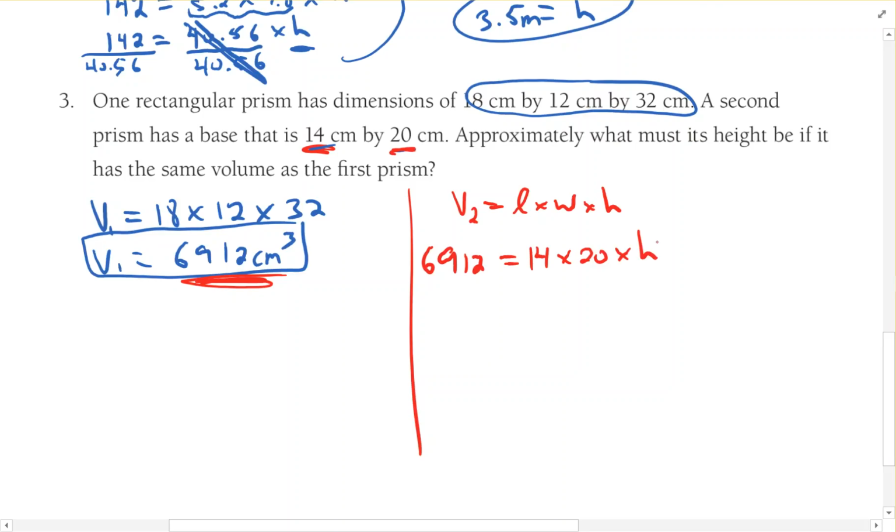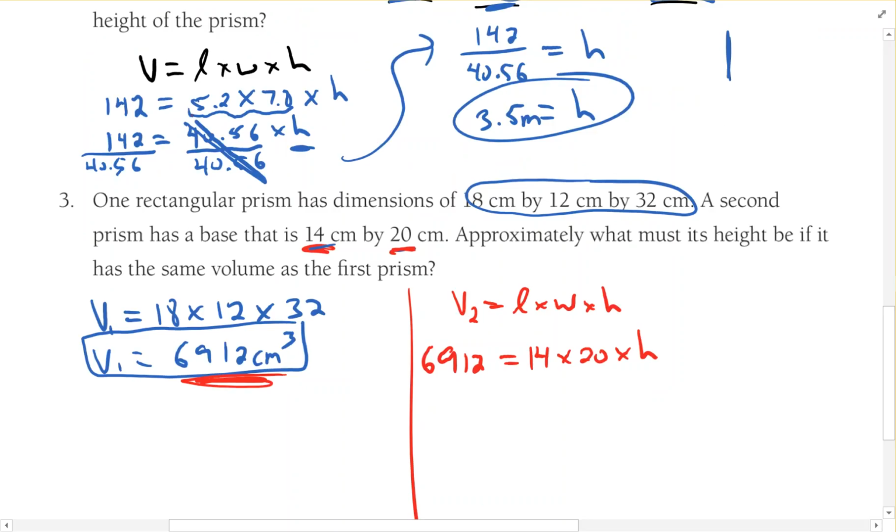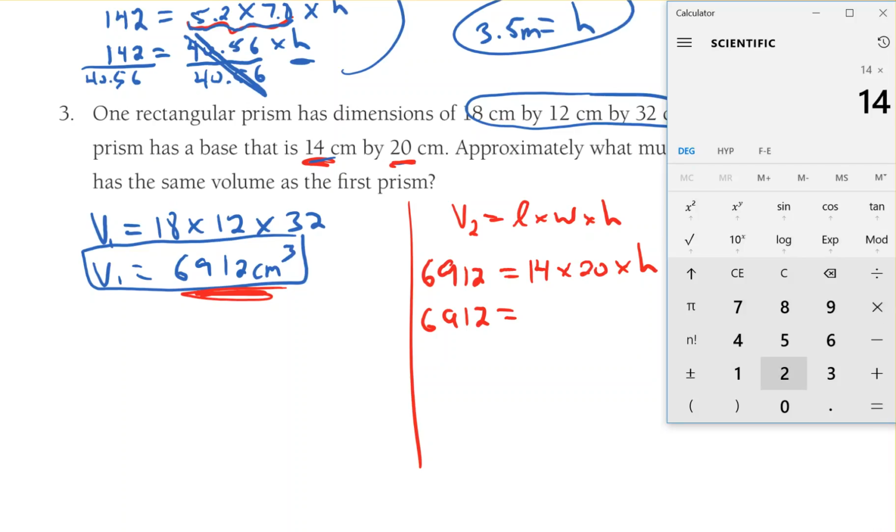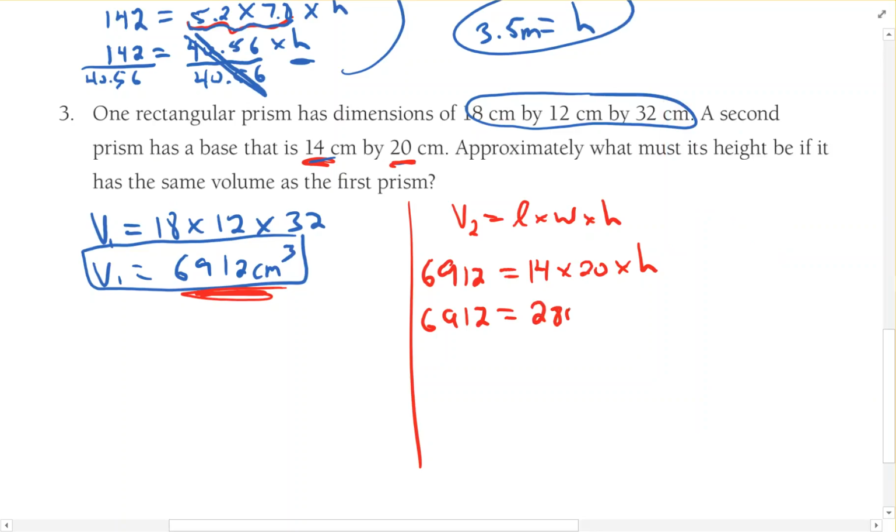So remember, just like the last one, remember what we did here. We just multiplied those to make it a little bit easier, right? We're just going to be able to simplify that a bit. So let's rewrite this again and go, okay, 6,912 is equal to 14 times 20 is 280 times h. And instead of times h, what we do is just write it beside it. So I'm just going to start getting used to just writing h like that. That means times, that they're written beside each other.